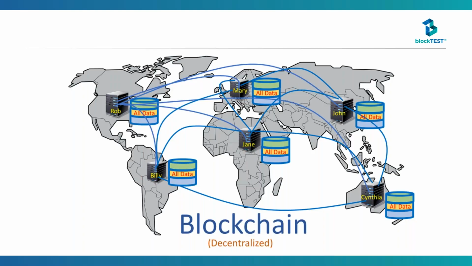So how is a blockchain different? Rather than a single point of control where we had Rob before, with the data in the blockchain, the control is shared amongst all participants in the network. So here you see Rob, Mary, Jane, Billy, and some other people as well, and they're all helping to support this database, this blockchain, where every single person has a copy of the data.